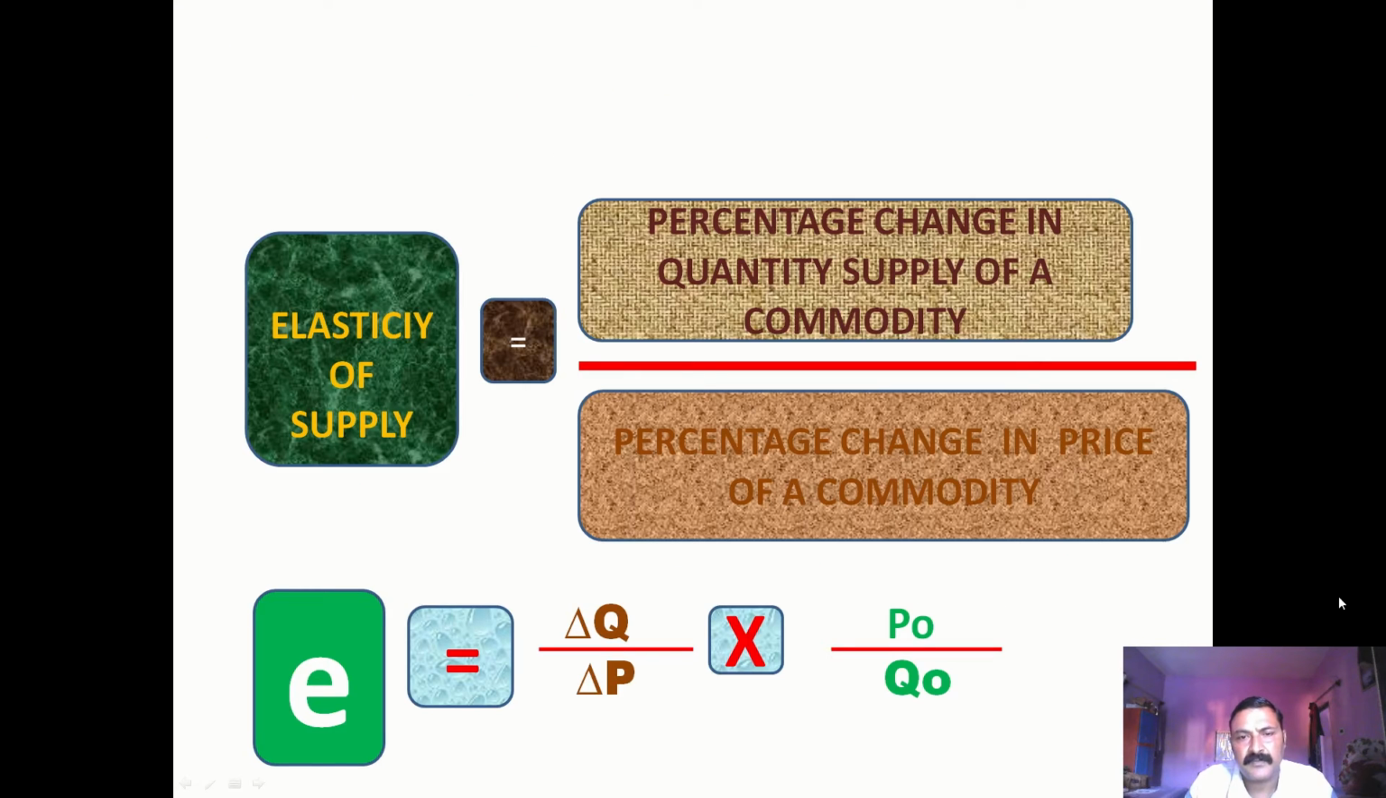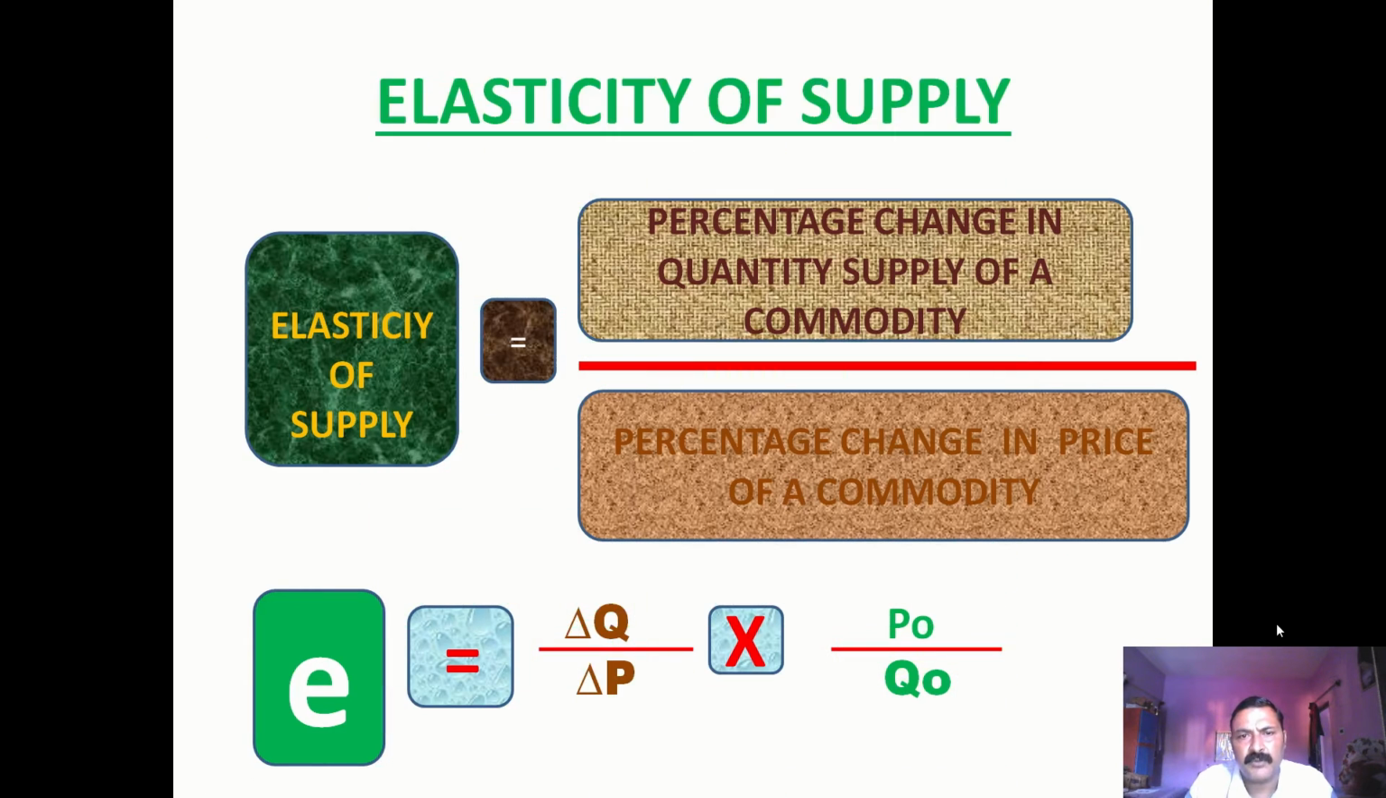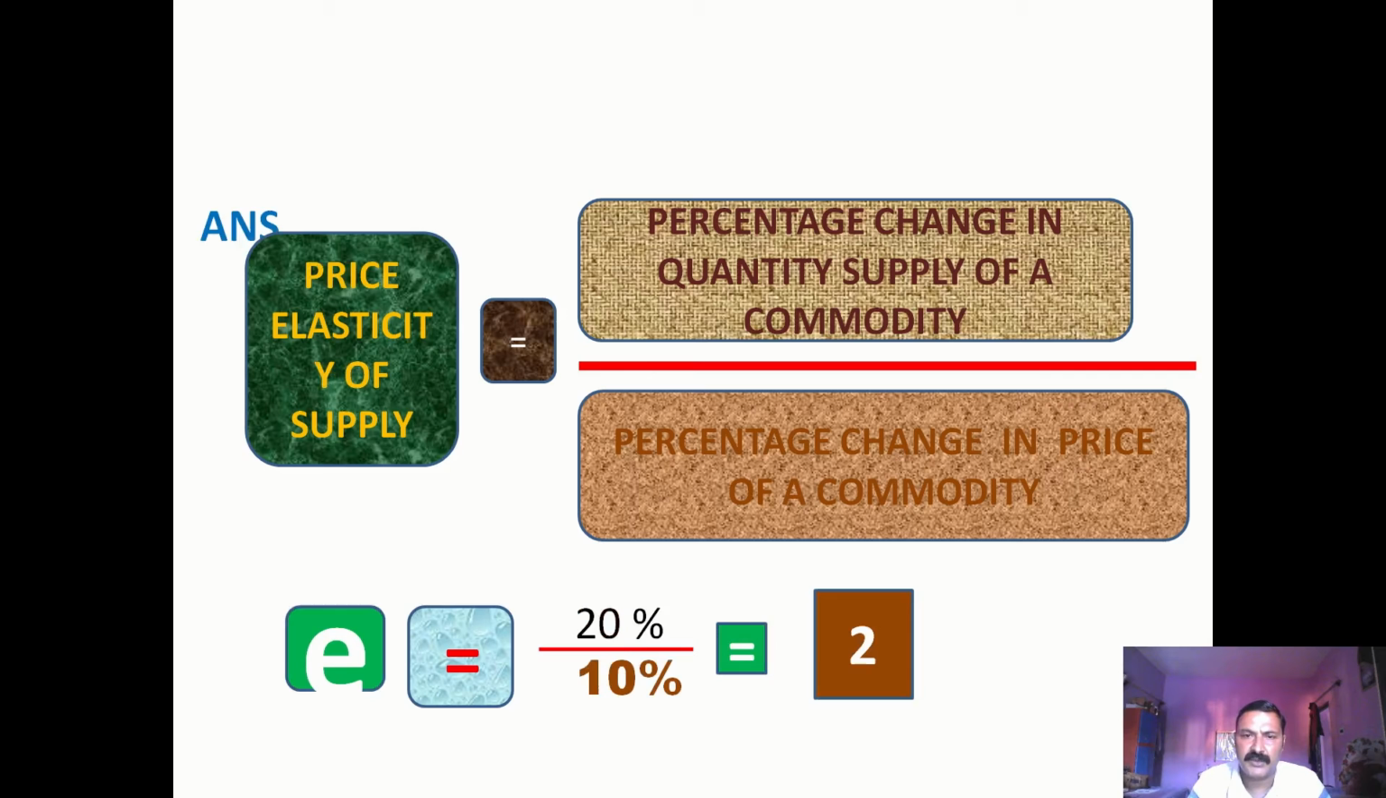The formula is given here. It is elasticity of supply. Again we are explaining the formula: percentage change in quantity supplied of a commodity upon percentage change in price of a commodity. Elasticity is equal to delta Q upon delta P into P0 by Q0.